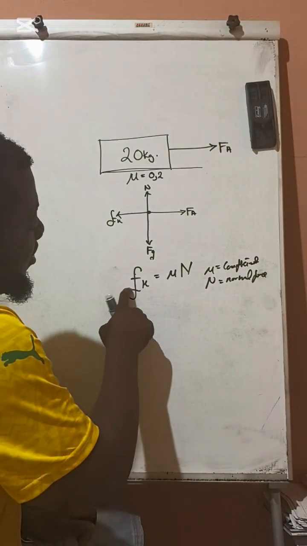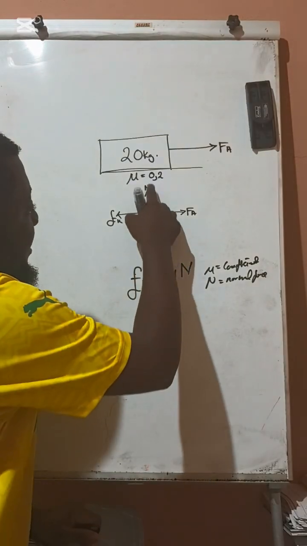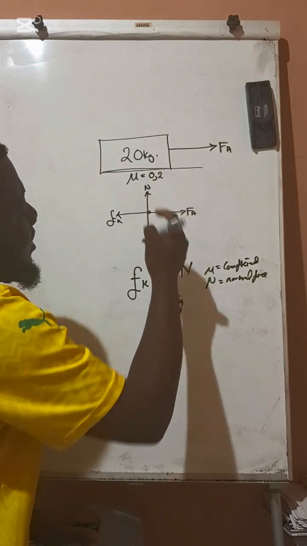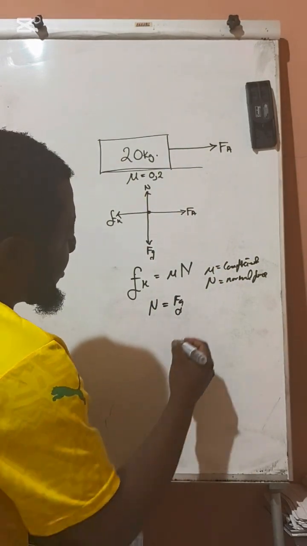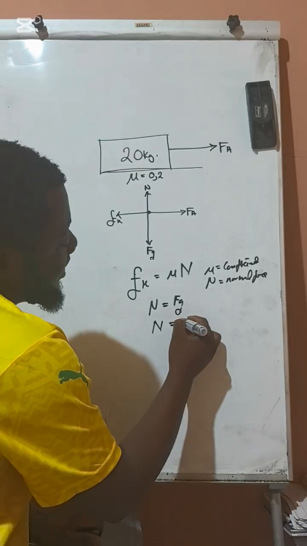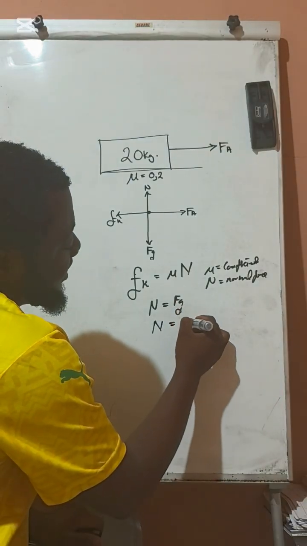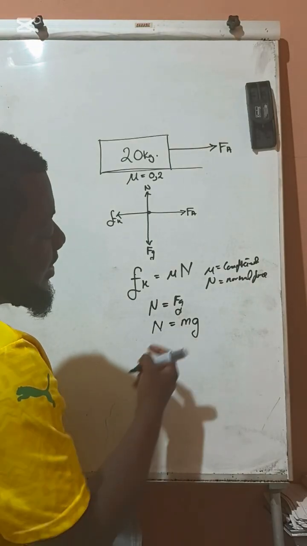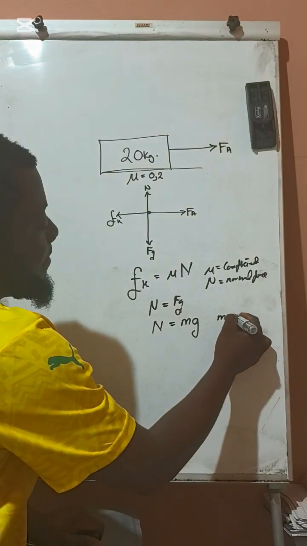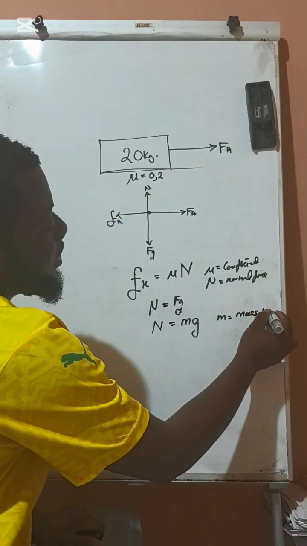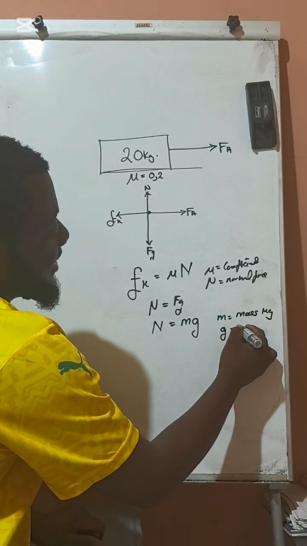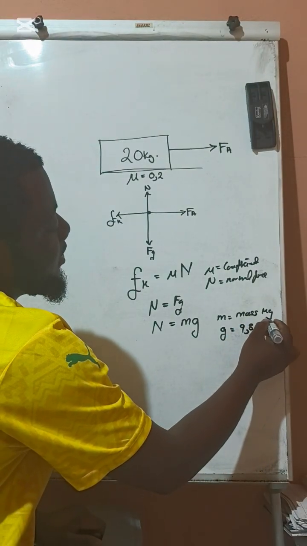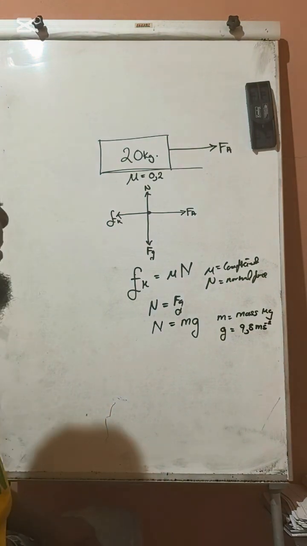So for you to be able to calculate friction, you have to calculate normal force. In this case, you have to know that normal force is equal to Fg. Force upwards equals force downwards, which gives us normal force equals Fg. You know that it's the weight of an object, which is equal to mg. So normal force is equal to mg, where m is the mass of the object in kg, and g is the acceleration due to gravity, which is equal to 9,8 meters per second squared, or 9,81 meters per second squared.